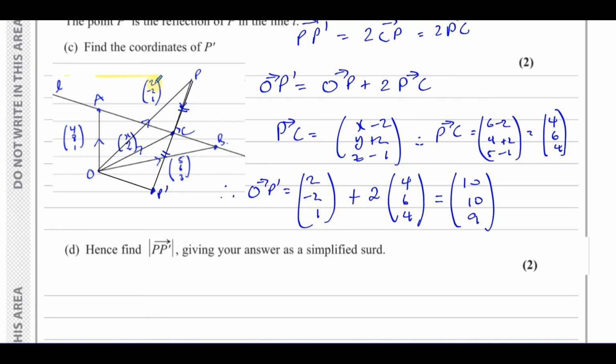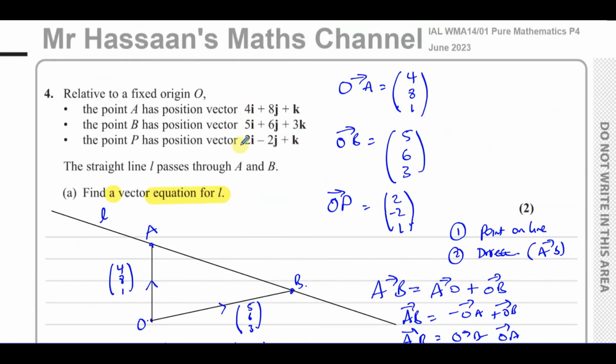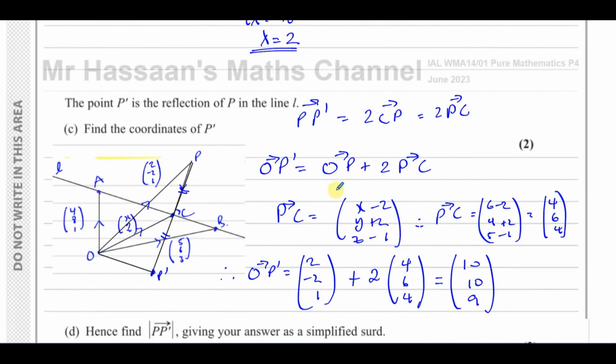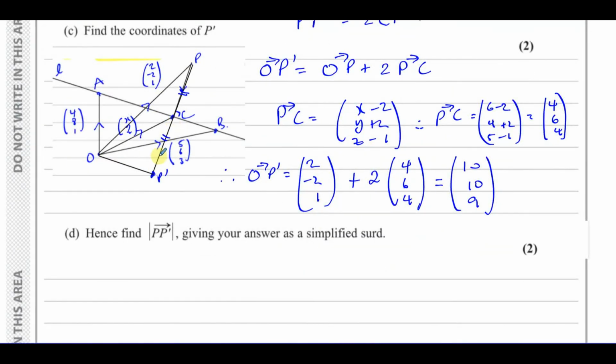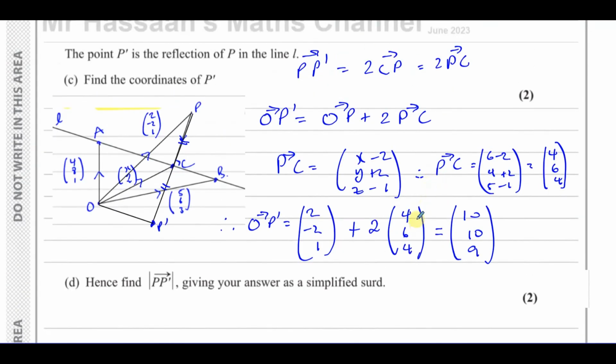So O to P is 2 minus 2, 1. Let me just confirm that in case we did that wrong. That's right, we were given that already. And P to P dash is going to be 2 times P to C, so 2 times 4, 6, 4. So 10, 10, 9 is the answer for that one.